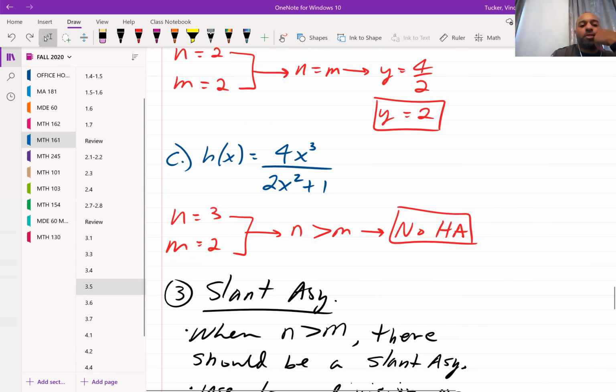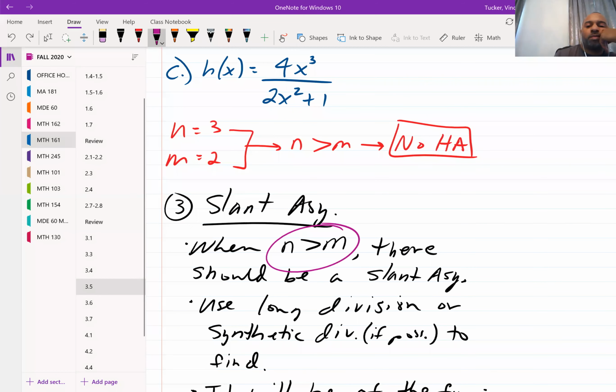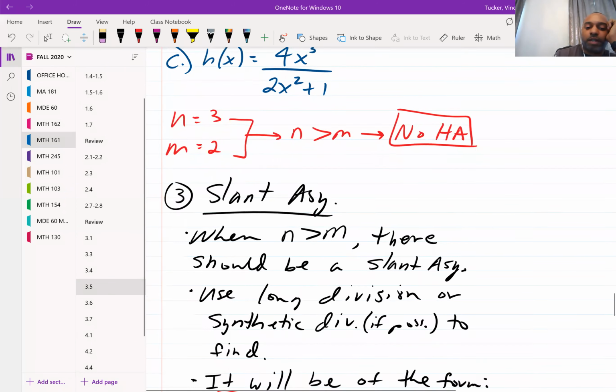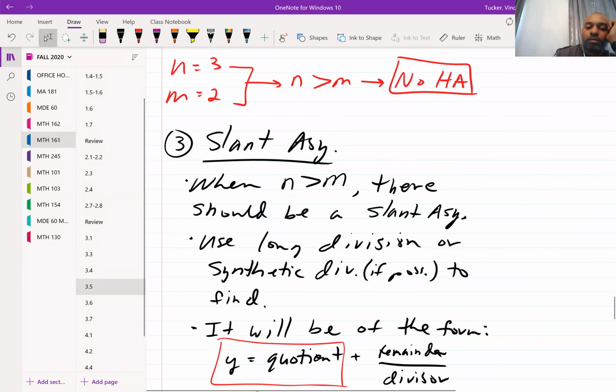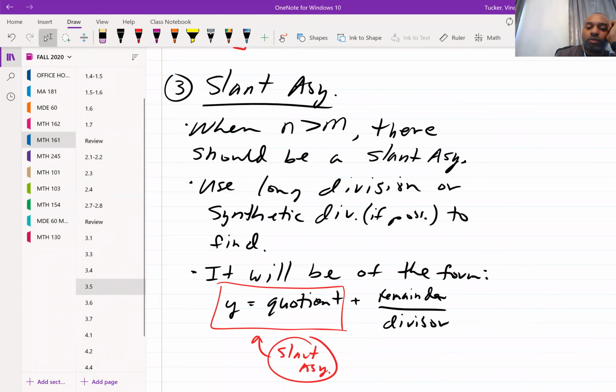All right. So slant asymptotes. When n is greater than m, there should be a slant asymptote. We would just use long division, or synthetic division if possible, to find it. So your slant asymptote will be the quotient.